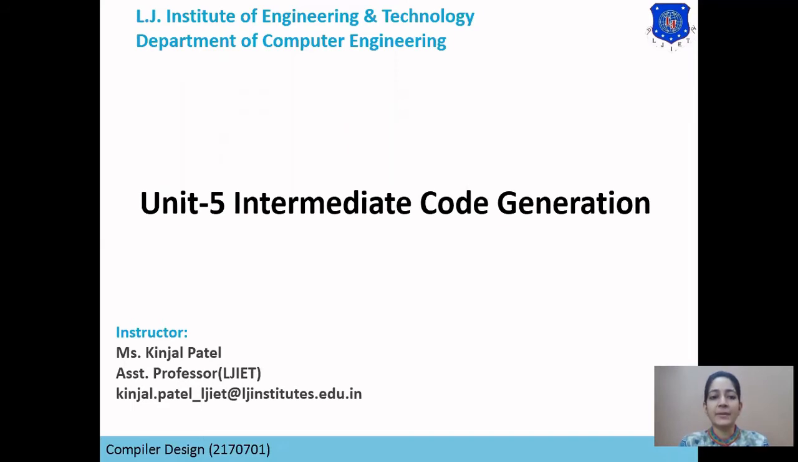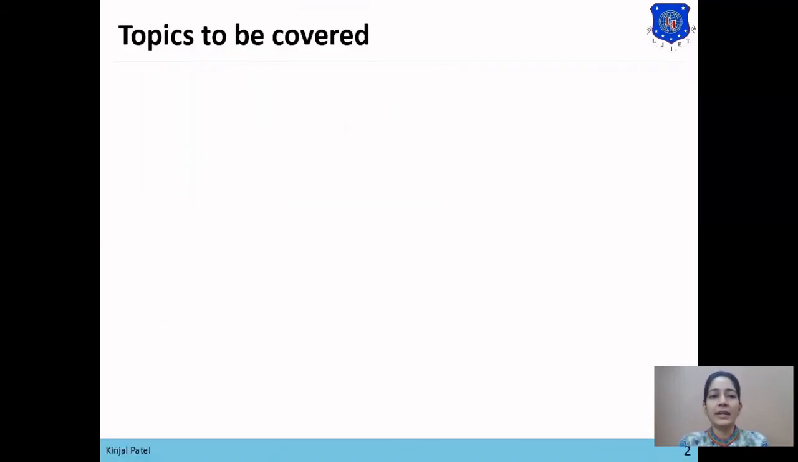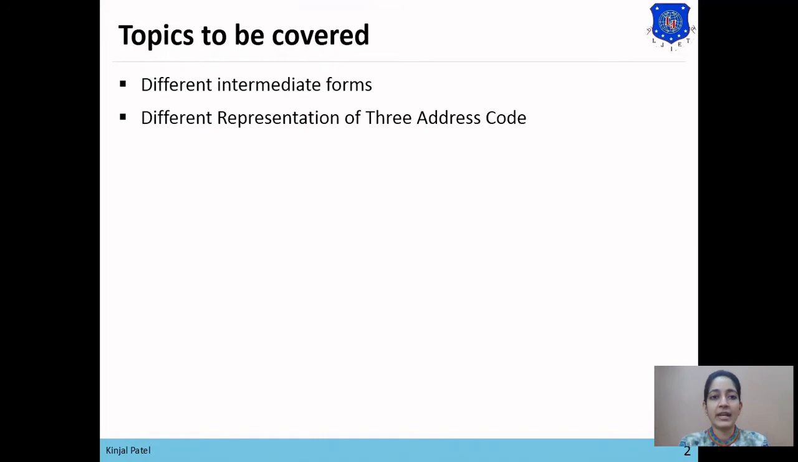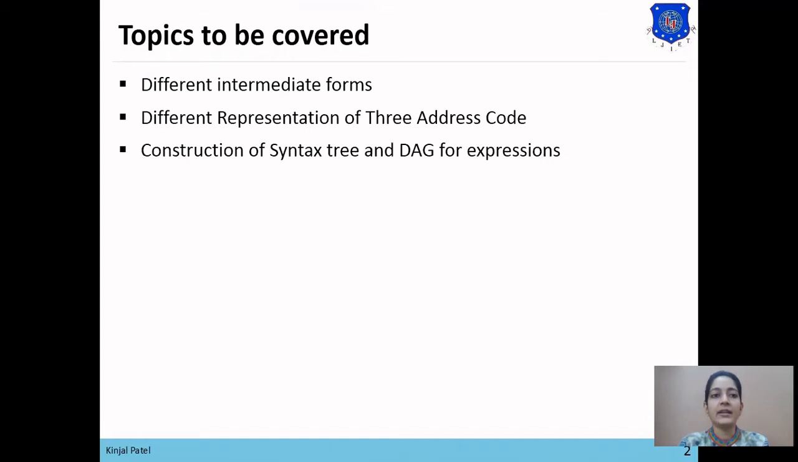So here is chapter 5, Intermediate Code Generation, lecture 1. The topics to be covered in this chapter are different intermediate forms, different representations of three-address code, and construction of syntax tree and DAG for expressions. And in this lecture, we will learn different intermediate forms and different representations of three-address code.